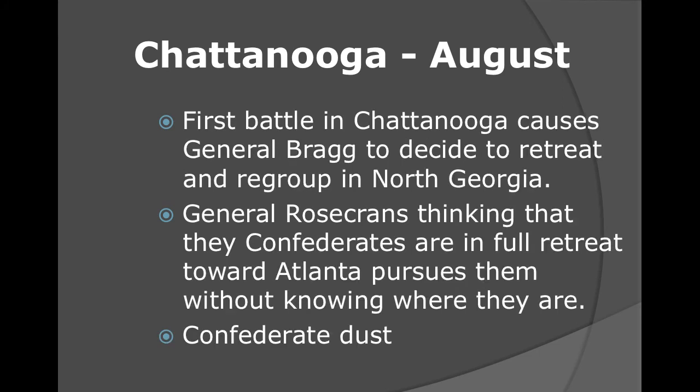The first battle in Chattanooga, General Braxton Bragg decides to retreat off of the mountain to surrender the high ground. And when he does, he decides that he's going to regroup in North Georgia. The Union Army gets up on the top of Lookout, and all the Confederates were gone. General Rosecrans believes that the Confederates are in full retreat back towards Atlanta, and so he just decides to send his army pursuing the Confederates with really not first trying to find out where they are.